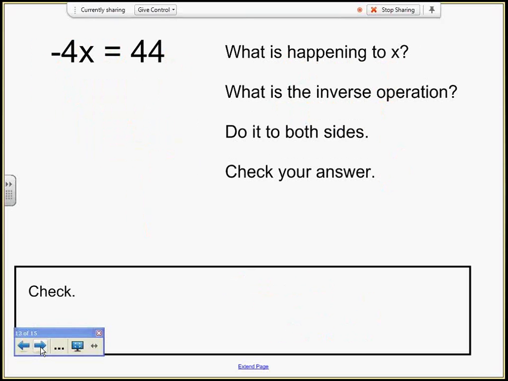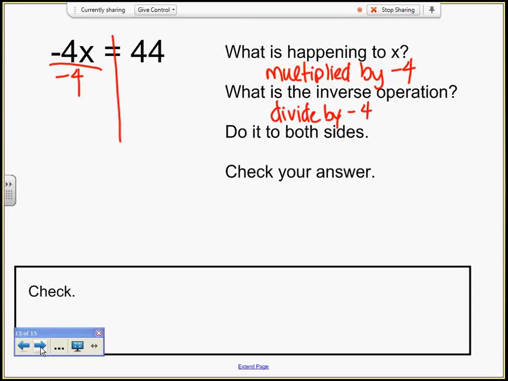Okay, now what's happening to x here? Oh, it's being multiplied by negative 4. Okay, so now what is the inverse operation of multiplication? Oh, division. So I'm going to divide by negative 4. Let's divide this side by negative 4. Let's divide that side by negative 4.